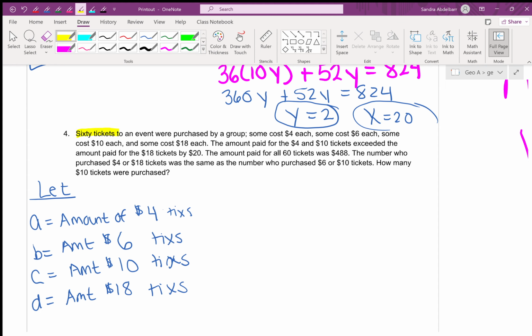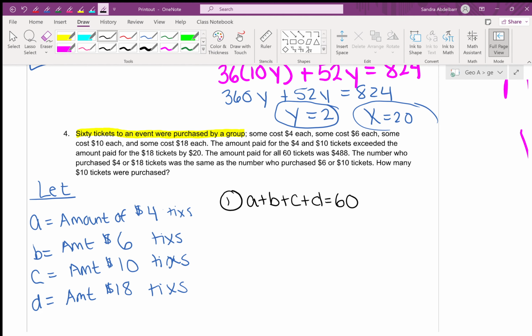60 tickets to an event were purchased by a group. Is that an equation right there? Absolutely. What is the equation? You got it. A plus B plus C plus D equals 60. All right, some cost 4, some cost 6, some cost 10, some cost 18. Got it. The amount, all right, so now we're talking about a financial amount.